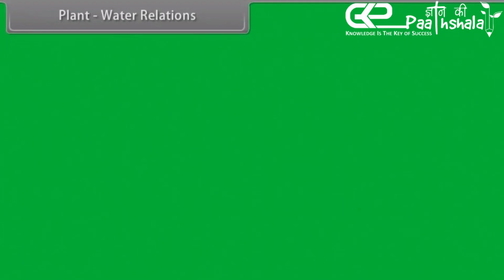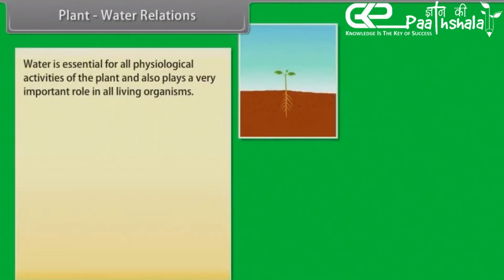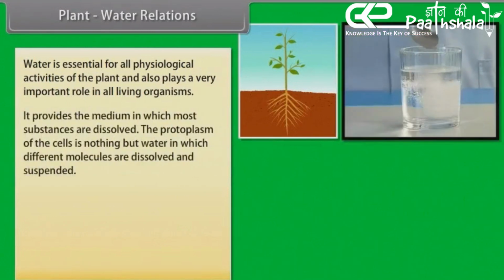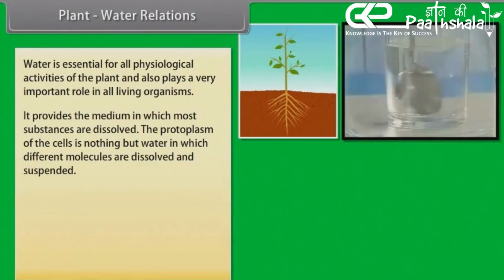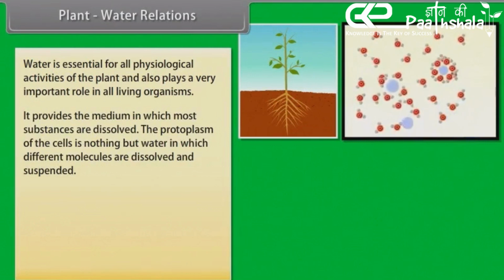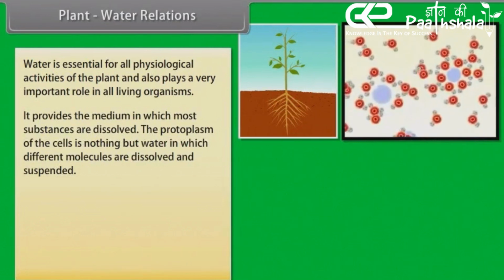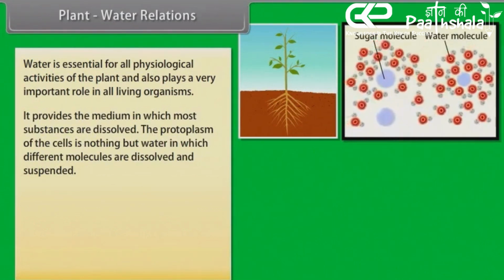Plant-water relations. Water is essential for all physiological activities of the plant and also plays a very important role in all living organisms. It provides the medium in which most substances are dissolved. The protoplasm of the cells is nothing but water in which different molecules are dissolved and suspended. A watermelon has over 92% water. Most herbaceous plants have only about 10 to 15% of their fresh weight as dry matter.